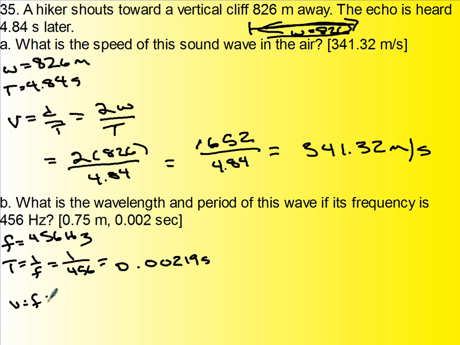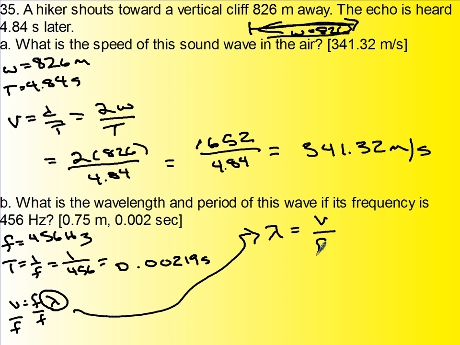v = fλ. I'm looking for the wavelength, so I need to divide both sides through by f. So I get the wavelength is the velocity divided by the frequency. The velocity is 341.32 divided by the frequency, 456. So 341.32 divided by 456 is, I'm getting 0.749, let's call it 0.75 meters.